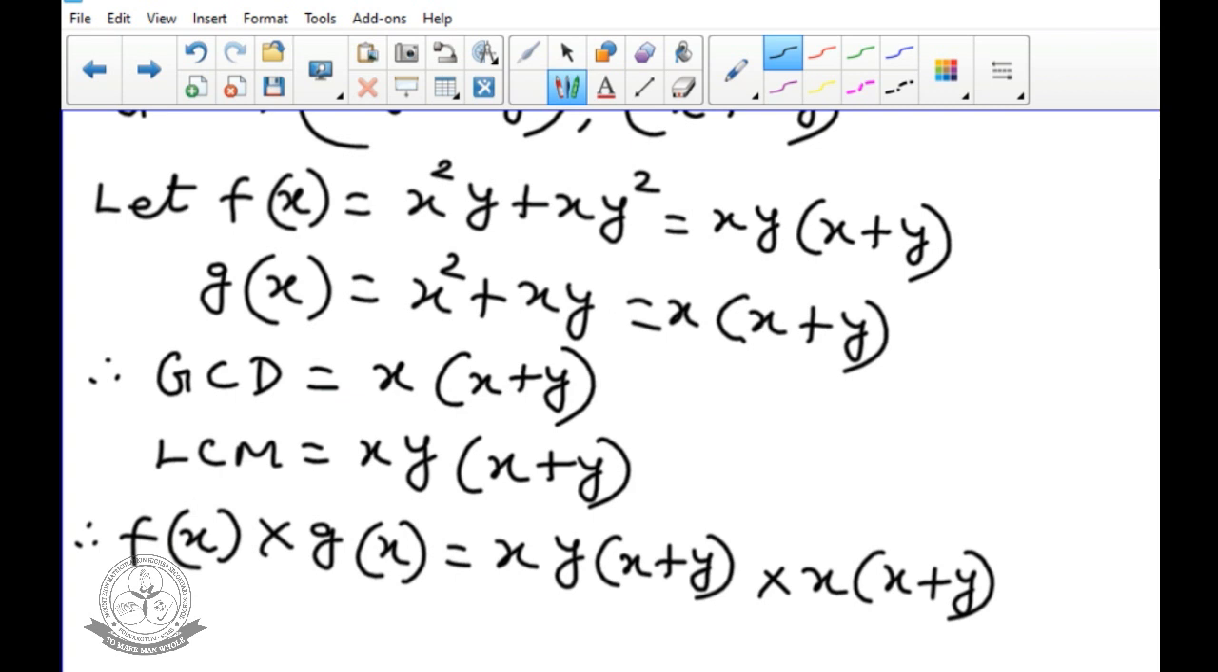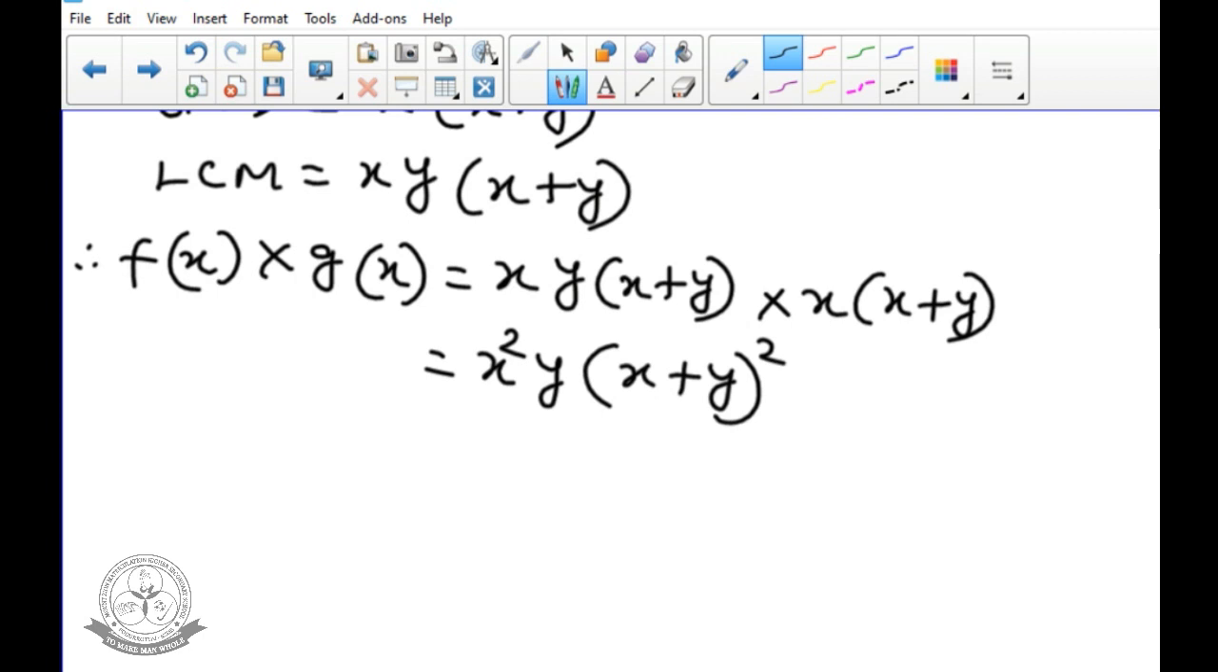So we can do the product, means we get x squared y into x plus y, and again x plus y, so we get x plus y the whole square. So f of x into g of x is x squared y into x plus y the whole square. This is how we keep equation number 1.